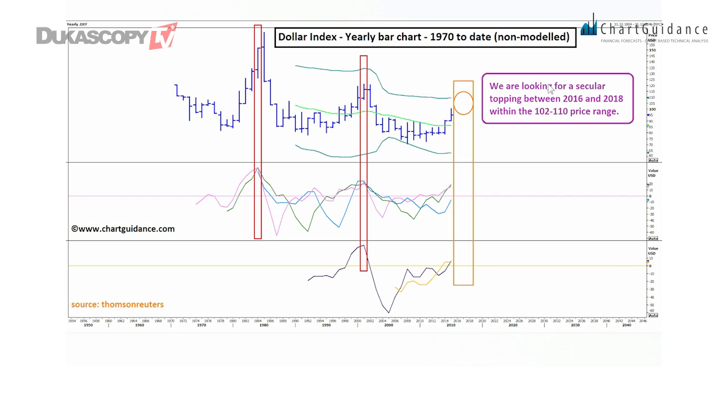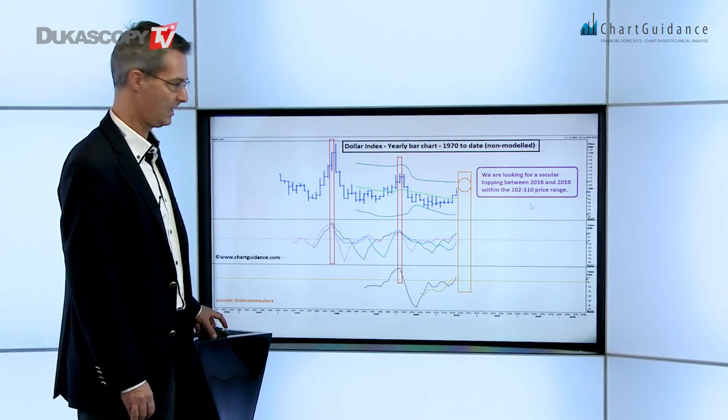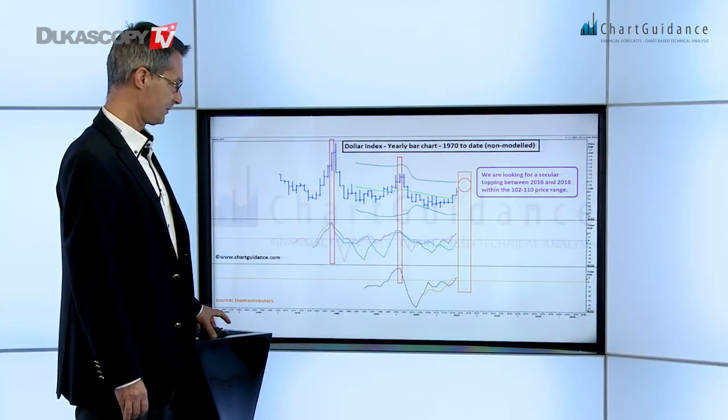So our conclusion is that the next secular topping of the dollar will be made somewhere between 2016 and 2018 within the 102-110 price range. That was our conclusion. Details will be for later on.